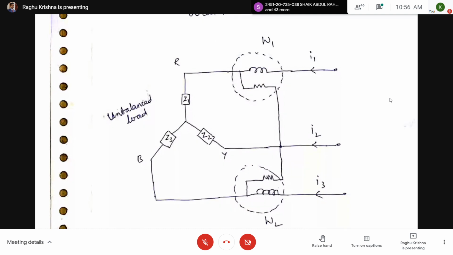Coming to the voltage coil, it is connected across the 2 lines. Here, the below one, you can see the resistor. So the voltage coil will have more resistance.